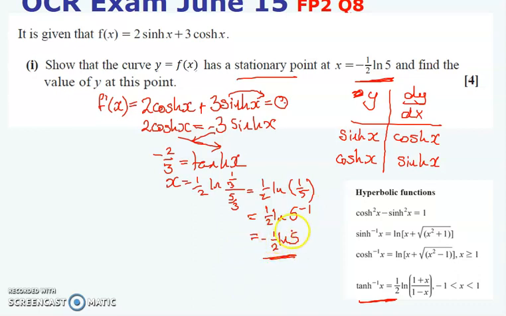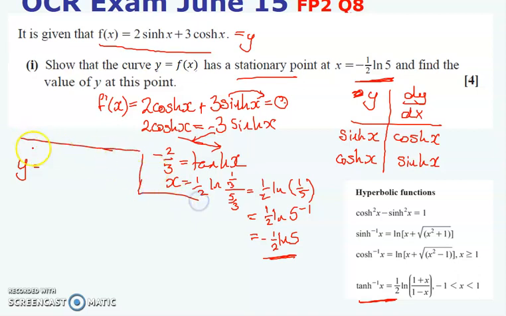It does say find then the value of y at this point. So if I'm going to find the value of y at this point, what I've got to do is effectively go back to this. This is my y, and I've got to sub it in. So I'm going to write y equals, excuse my lack of room here, y equals, what is it? It's 2 sinh of minus a half of log 5, plus 3 cosh of minus a half of log 5.